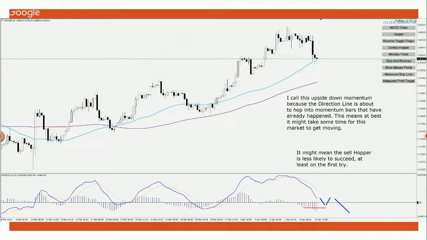So I call this upside down momentum because the direction line is about to hop into those momentum bars that have already been spent. This means that at best it might take some time for the market to really get moving. So it might mean the sell hopper is less likely to succeed, at least on the first try. So this is all about identifying a hopper that has a little bit less probability of success, at least on the first pass. That's important to know because, as you have probably figured out by now, every single time the MACD rolls over zero, it may not be the best trade for you.